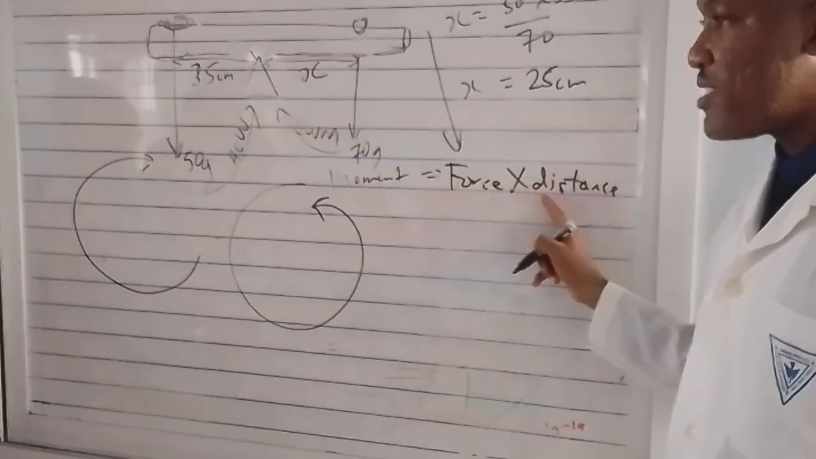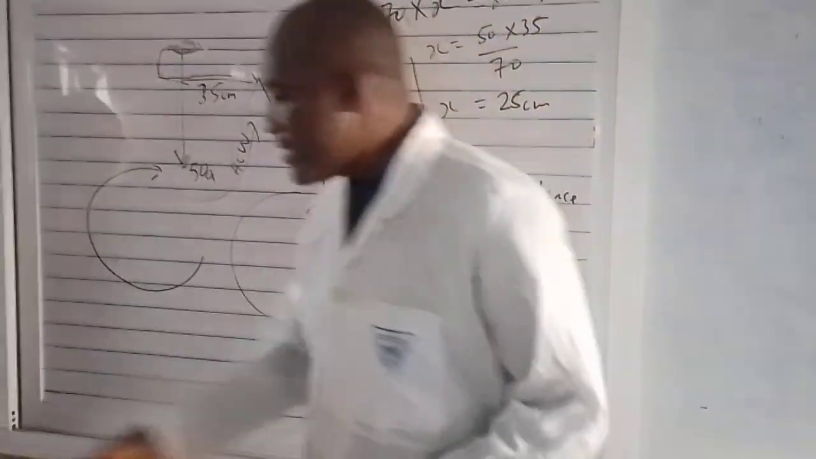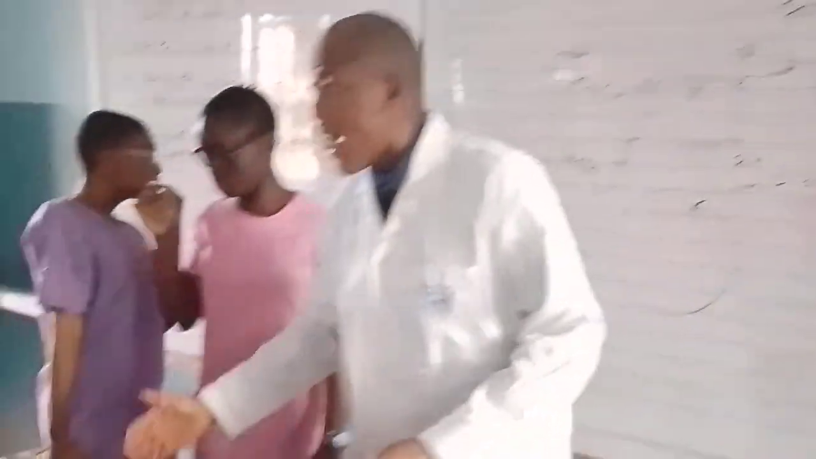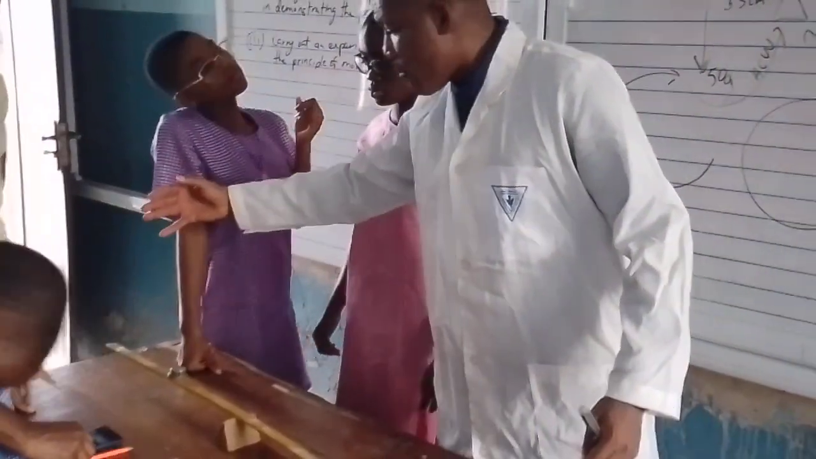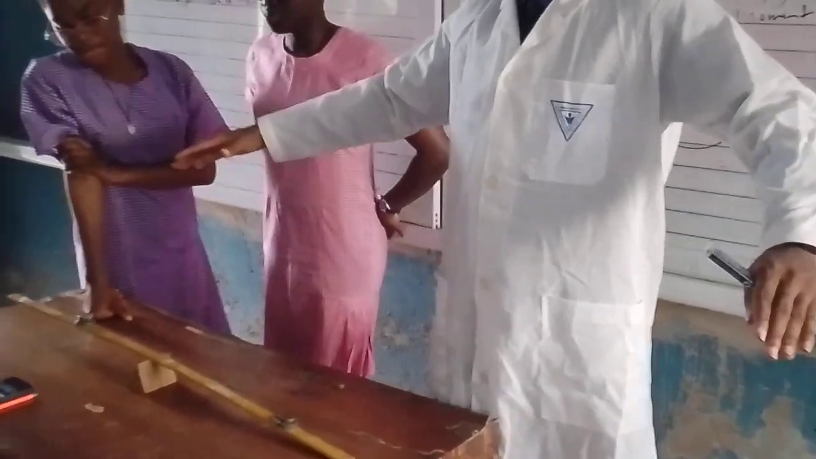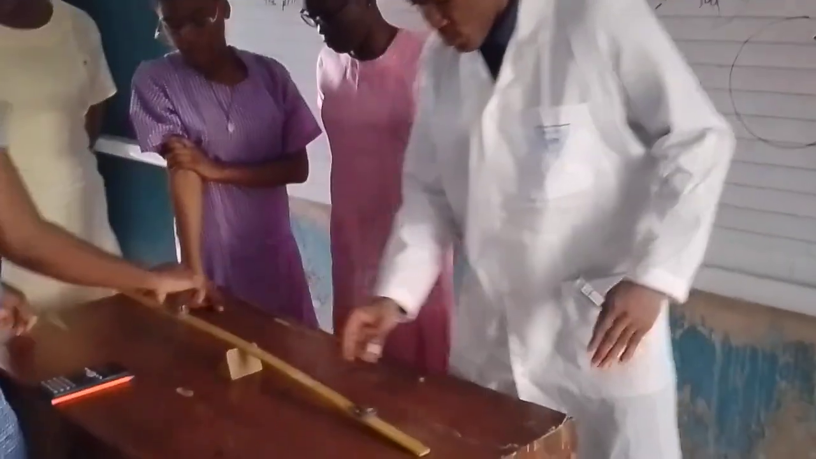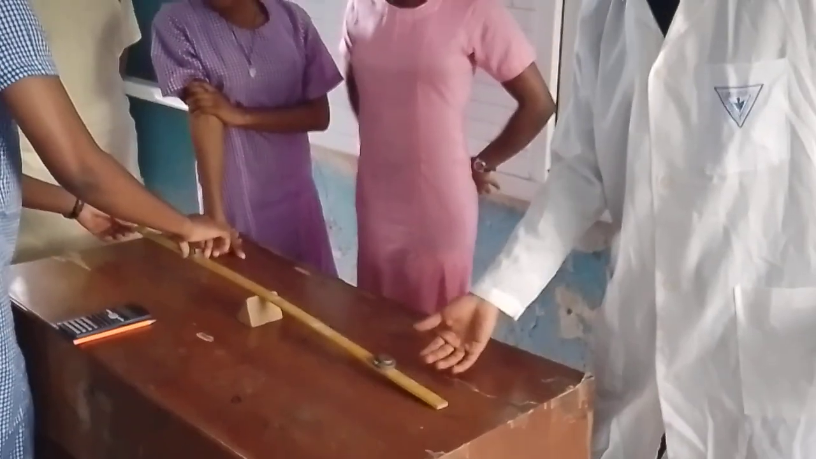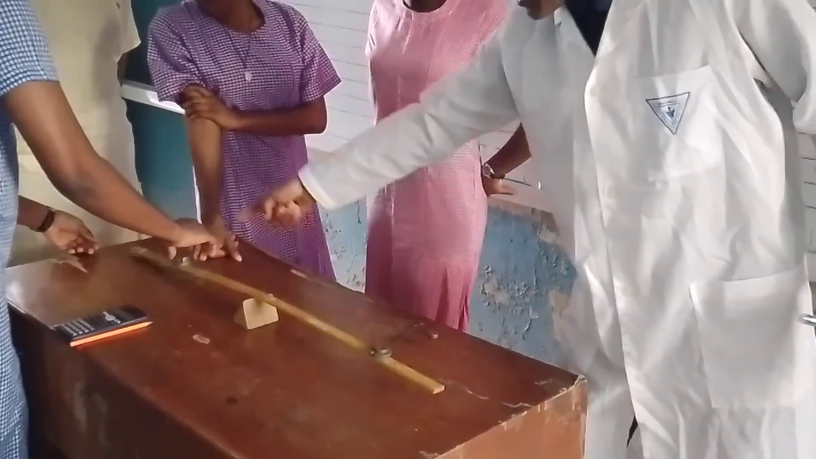Either the force or the what? Distance. So by increasing the distance from the pivot point, we are increasing the moment. So once the moments on the right and on the left are balanced, the thing will be in equilibrium. So do it again, extend a little bit. You will see that this side will lift up. So by increasing the distance here, you increase the moment.